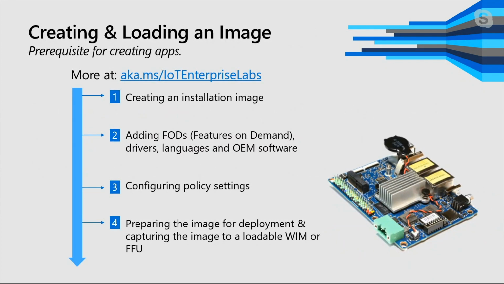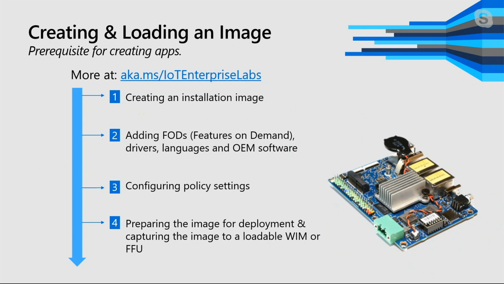So these are a couple high-level steps. There's a lot more information in the labs at aka.ms/IoT Enterprise Labs, but these are steps you could take no matter which board you're trying to load with this image. So first of all, what you're going to need to do is create that installation image. Normally, it'll be taken from an ISO file, and then it'll be loaded to an SD or USB, and that will be your setup image.